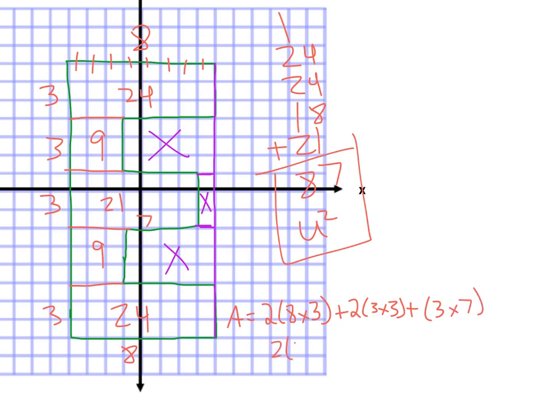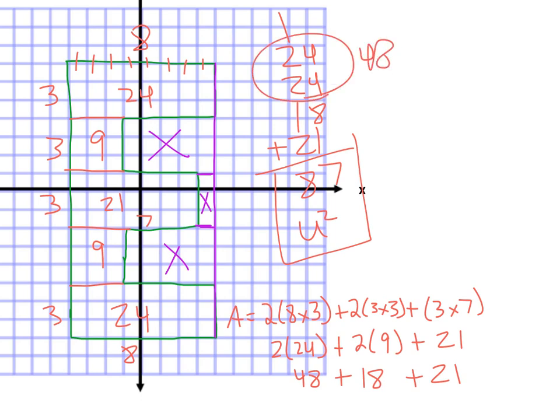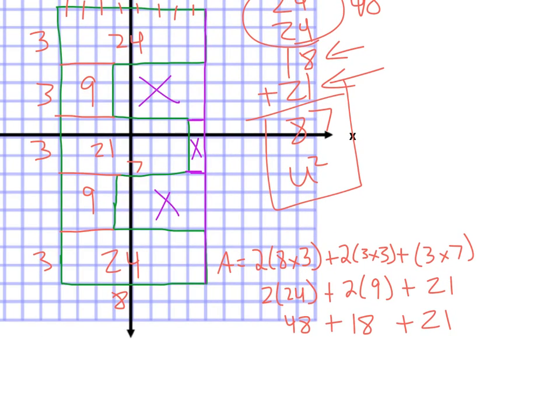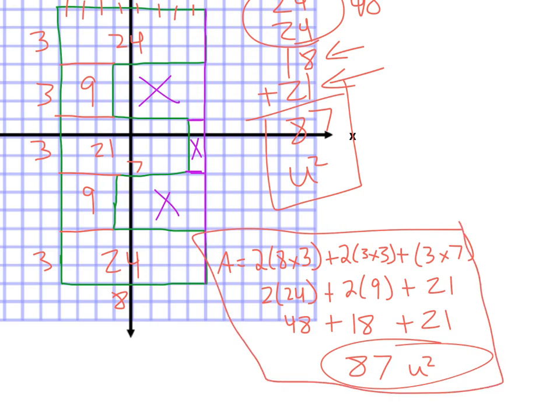That's 2 times 24 plus 2 times 9 plus 21. So that's 48 plus 18 plus 21, which, yes, 24 and 24 here is my 48. I've got my 18 and I've got my 21. And so that will assuredly get me the same answer at 87 units squared. And this could be the expression that I use. Boom!